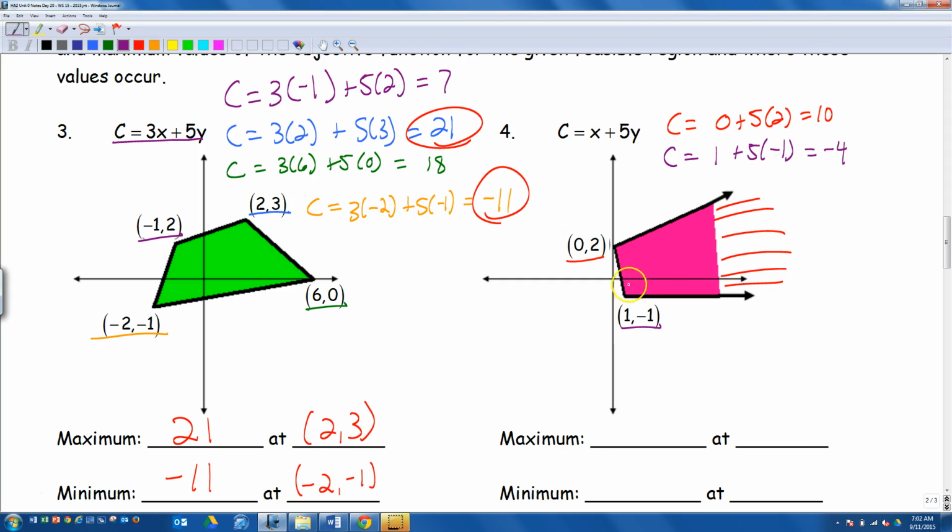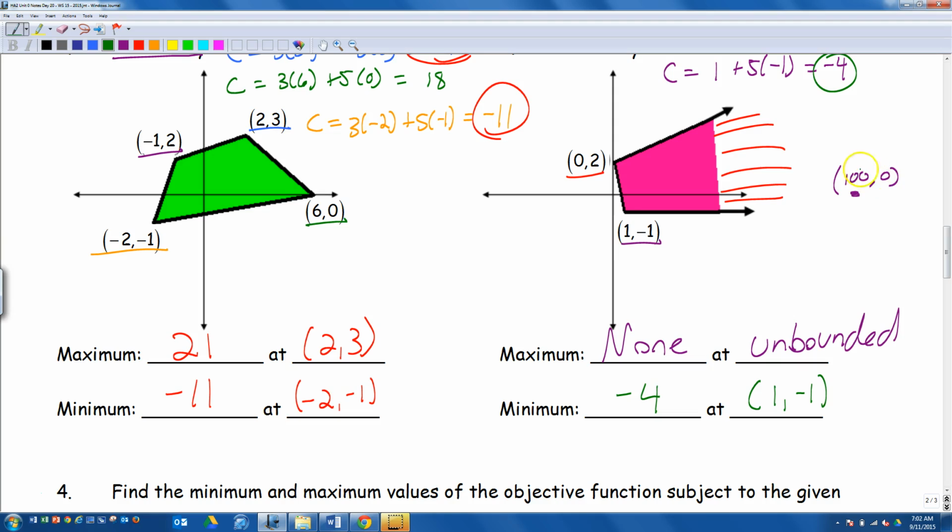Now, here's where you have to be careful. Let's pick a point way over here in the region. Since this line looks horizontal, (100, 0) is a point in here. If you put (100, 0) in, you're going to get a c of 100. Hopefully you see that this is going to get bigger no matter where you go this way. So because of that, there is no maximum, because the region is unbounded. However, we do have a minimum. We have a smallest point, and it would be negative 4 at the point (1, negative 1).